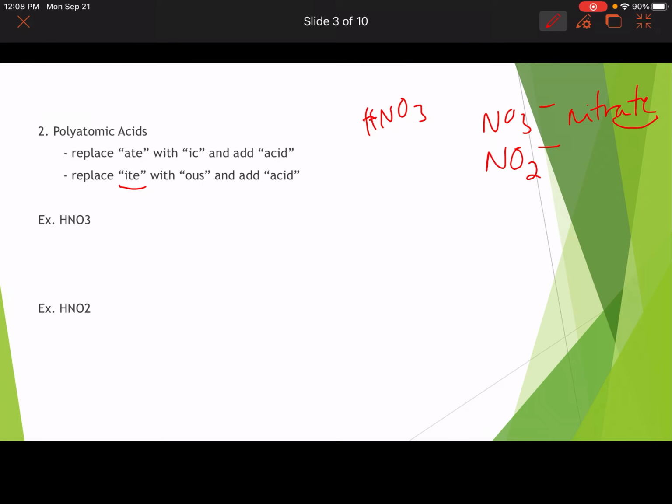So for HNO3, we don't use hydro for these. HNO3 is going to be known as nitric acid. Because you could also call it hydrogen nitrate. That would be an acceptable name for that. And that's what we would have gone through in grade 11 in terms of how to name that. So hydrogen nitrate, or we can call it nitric acid. Because this is an ate on the NO3 minus, it changes to an ic acid.